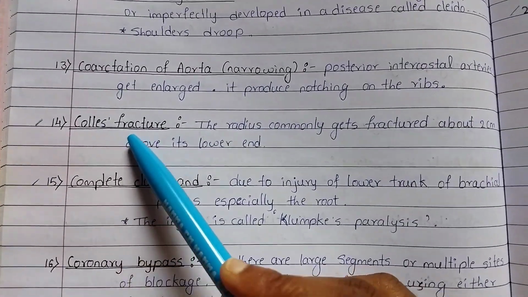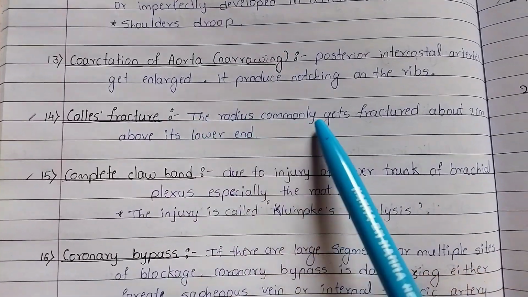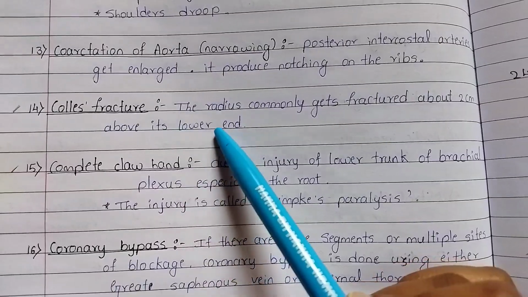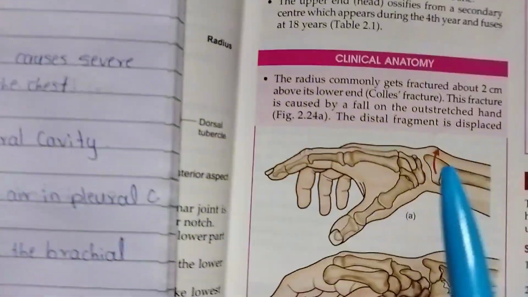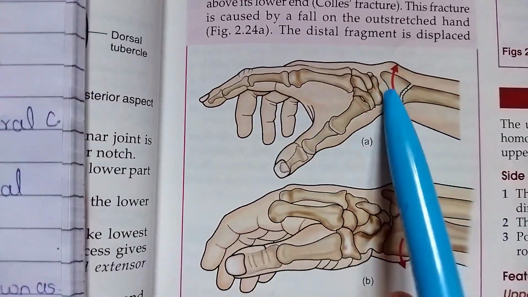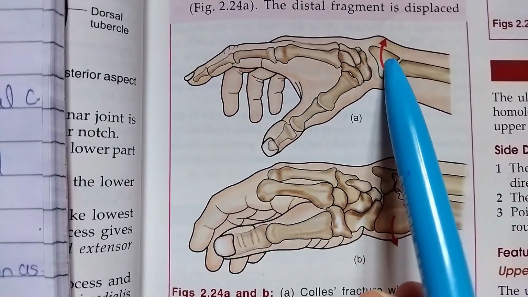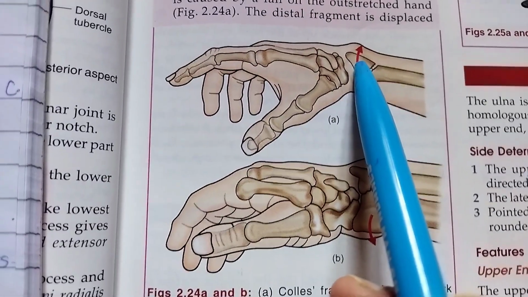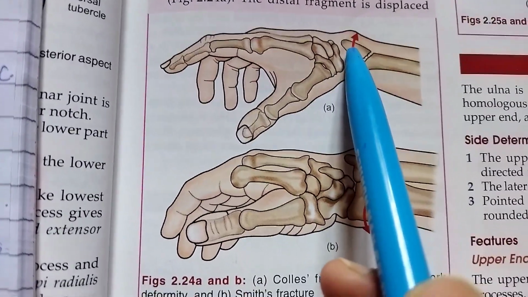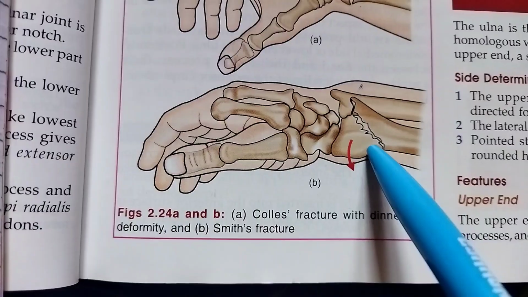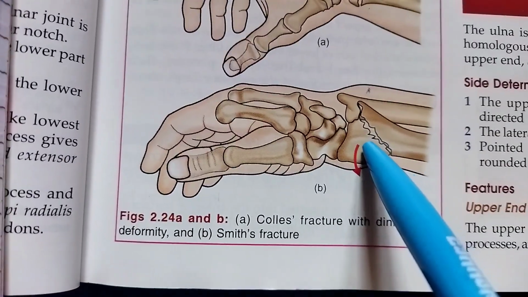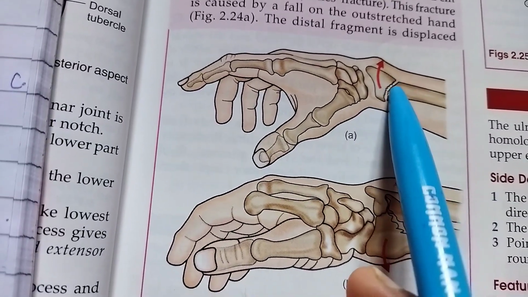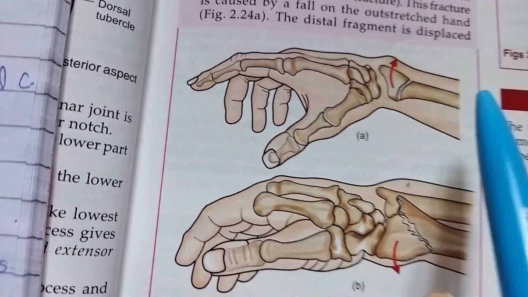Next one, Colles fracture. The radius commonly gets fractured about 2 cm above its lower end. So in this picture you can see the lower end of the radius is fractured. It is called Colles fracture, and in case it goes anteriorly, it is called Smith's fracture. If it goes upwards, it's called Colles fracture.